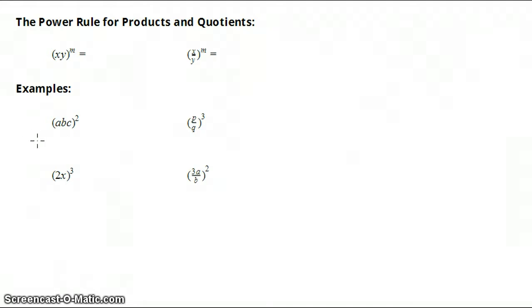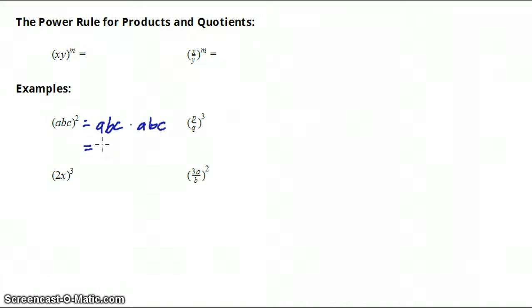So let's again look at a specific example. We'll start off with a product example, and what I've got here is the quantity ABC raised to the second power. Now if we think about the product rule and the power rules that we've already talked about, I know that what this means is I'm going to take ABC, and because I'm raising it to the second power, I'm going to multiply that by itself. So I'm going to have ABC times ABC.